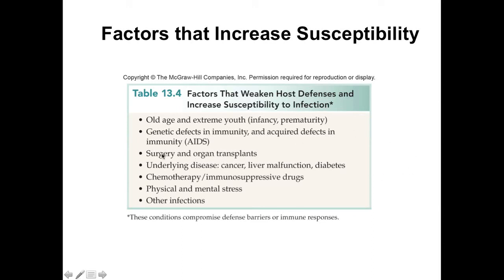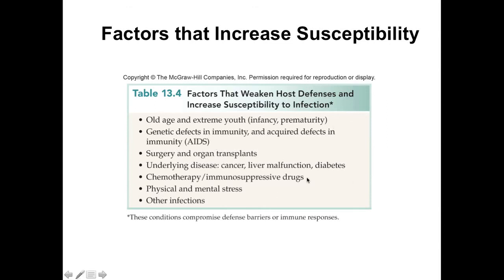Or you can acquire defects in the immune system such as AIDS, which is the disorder associated with having prolonged HIV infection. Surgery and organ transplant. So anytime you get surgery or organ transplant, you generally go on some kind of immunosuppressive therapy so that your immune system doesn't react to the new organ. But that immunosuppressive therapy does affect your entire immune system, making you more susceptible to other infections.